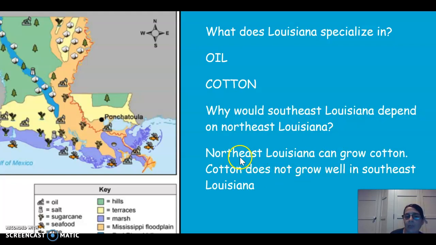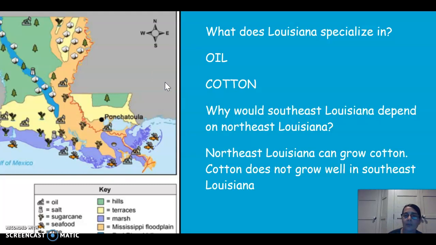So let's look at what I wrote. Northeast Louisiana can grow cotton. Cotton does not grow well in Southeast Louisiana. So people in the south depend on the north to send them cotton. What do you think people in the north depend on the south for? I'm going to leave that one for you to answer on your Google form.